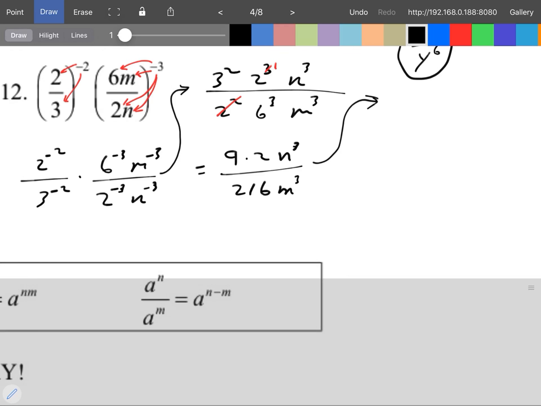All right, let's keep going. So maybe I'll come up here. Almost done. So if I come up there, I got 9 times 2 in the numerator, that's 18. And then I've got a n to the third. And then in the denominator here, I got a 216 and a m to the third.